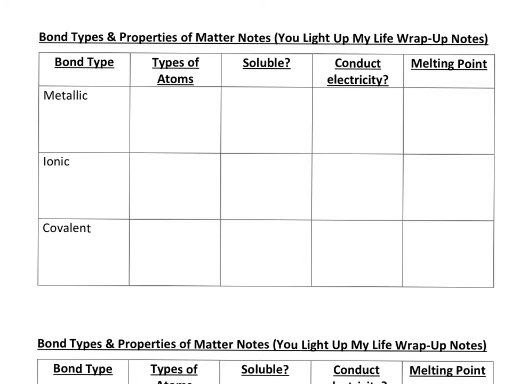And we'll also have a little section too about the different types of bonds and the different characteristics or properties of those substances. So let's take a look. For this purpose here, we're going to take a look at the main three: metallic, ionic, and covalent. So we're going to lump polar and nonpolar covalent into one for this purpose. Okay. All right. So metallic bonds, remember, are made up of metals only.